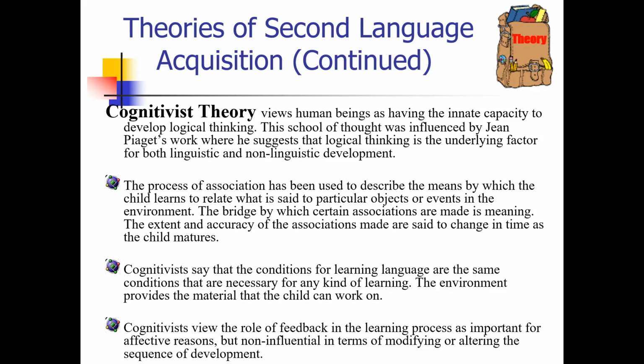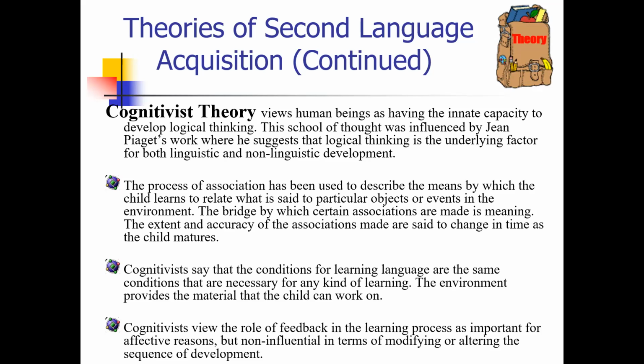Okay. Next is theories of second language acquisition. Cognitivist theory views human beings as having the innate capacity to develop logical thinking. This school of thought was influenced by Piaget's work, where he suggests that logic is the underlying factor for both linguistic and non-linguistic development.